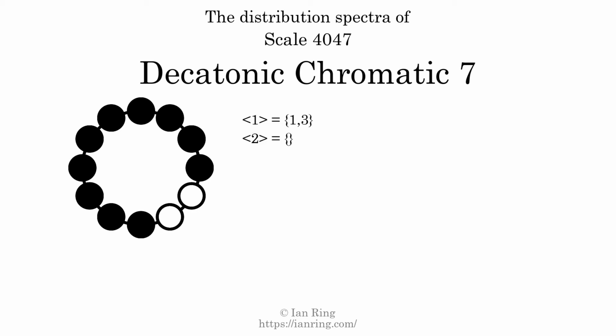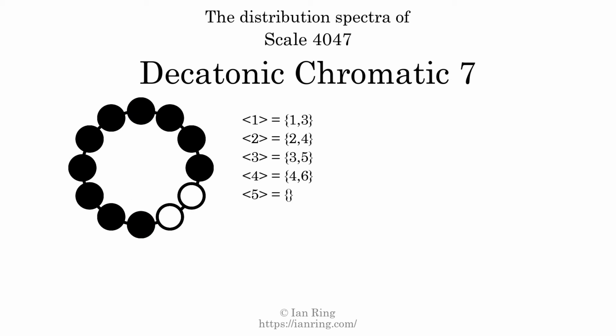The generic interval of two scale steps comes in two different specific interval sizes, 2 semitones and 4 semitones. The spectrum width of this generic interval is 2. The generic interval of 3 scale steps comes in two different specific interval sizes, 3 semitones and 5 semitones. The spectrum width of this generic interval is 2. The generic interval of 4 scale steps comes in two different specific interval sizes, 4 semitones and 6 semitones. The spectrum width of this generic interval is 2.